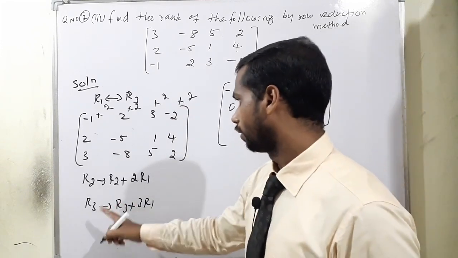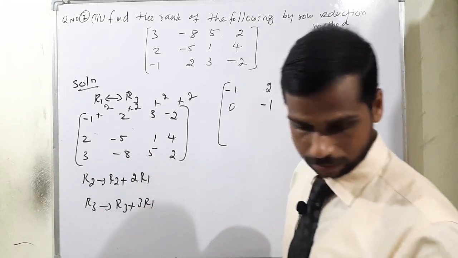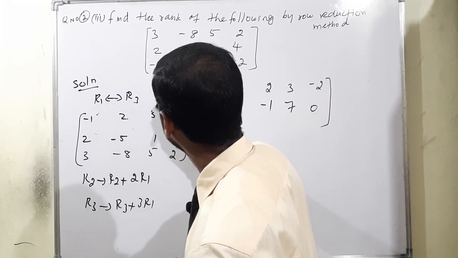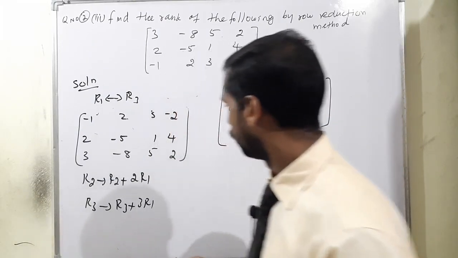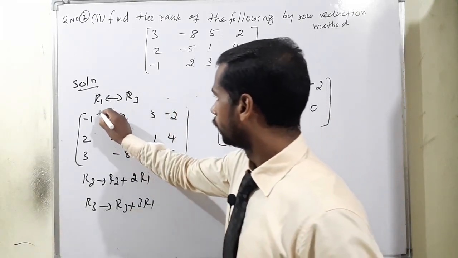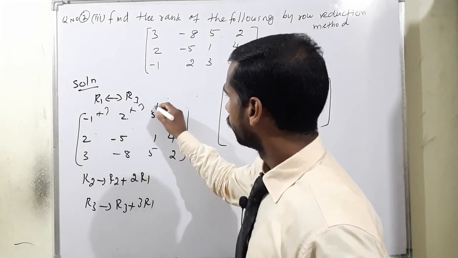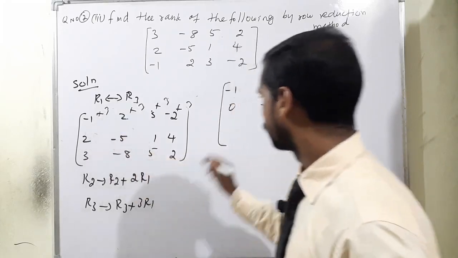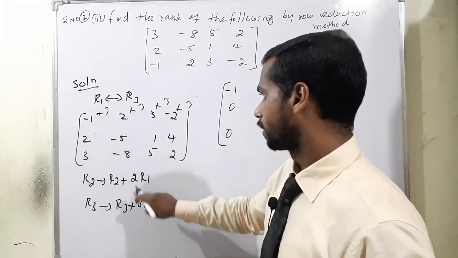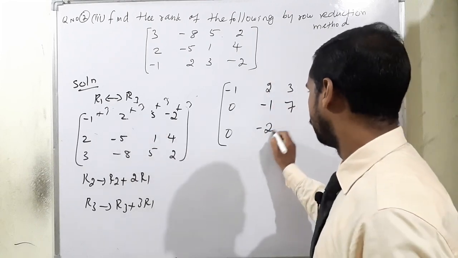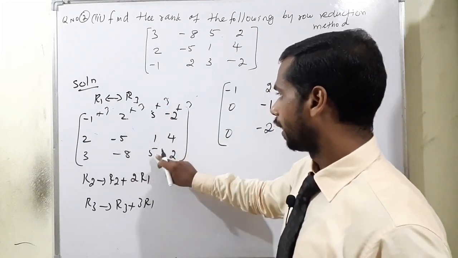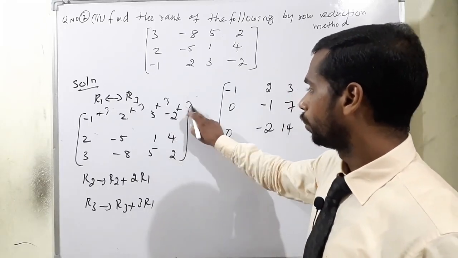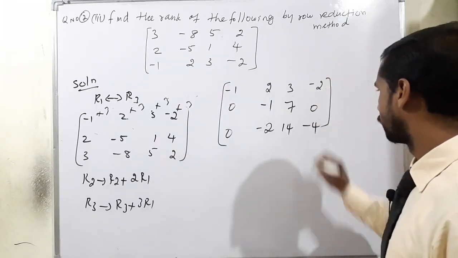Next condition, R3. In R3, value 3 is there, isn't it? So we have to multiply row 1 by 3. Minus 1 into 3, minus 3. 3 minus 3, value will be 0. 2 threes are 6, so minus 8 plus 6, value will be minus 2. Next condition, 3 threes are 9. 5 plus 9 is equal to 14. Next one, minus 2 into 3, minus 6. 2 minus 6 means minus 4.